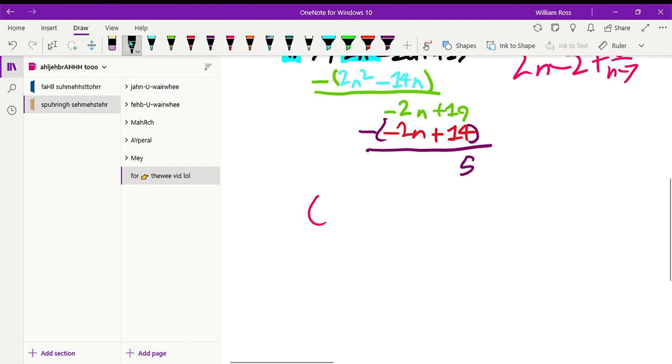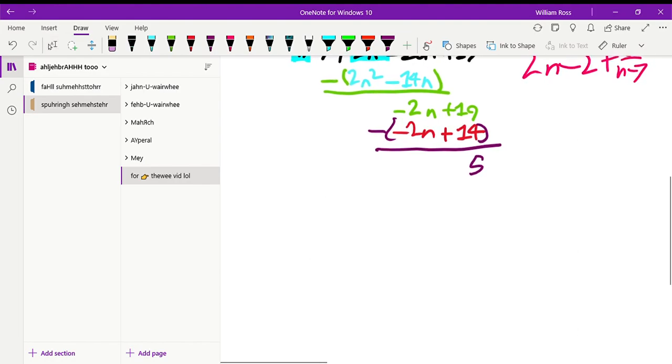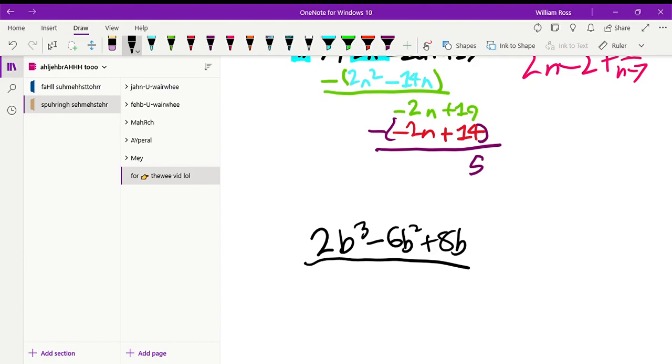That's not the right color I want. Let's try. Okay, hold on, my stylus. Come on, okay. Alright, let's try 2b to the third minus 6b, excuse me, to the second plus 8b over 2b squared plus b plus 1.